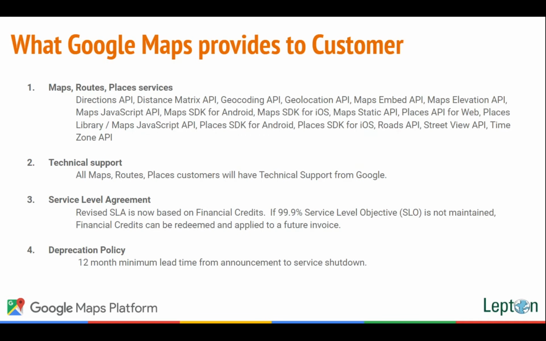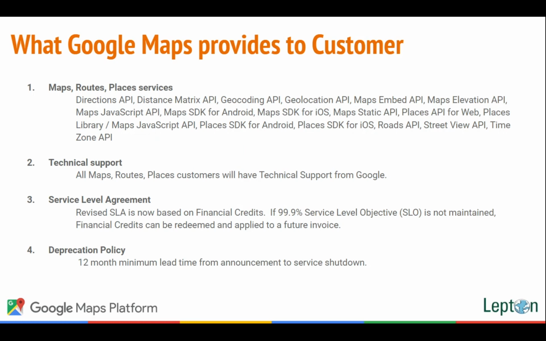Once an enterprise procures Google Maps, what is it provided with? You get maps, routes and places API services. We have discussed this in detail all through the webinar. Then you also have technical support from Google, which is available. Chat support is also available, and then you have technical support from resellers like Lepton. That's where you can raise your concern to us, and we're there to address all your concerns before you actually go to Google.